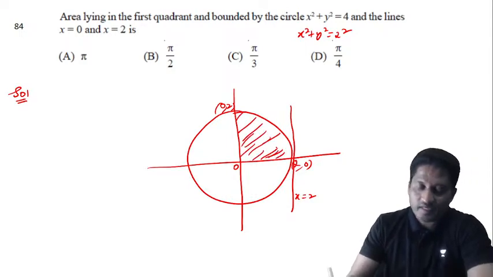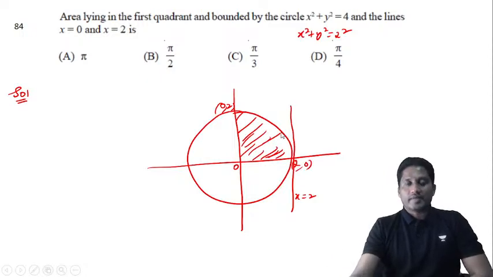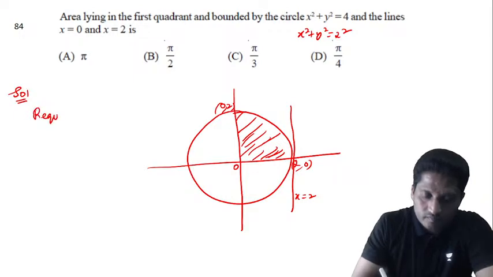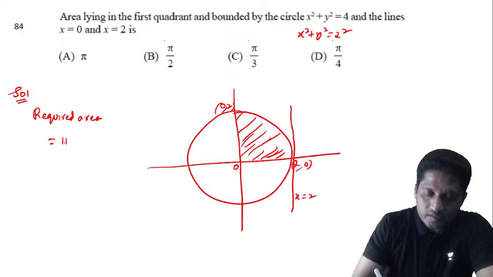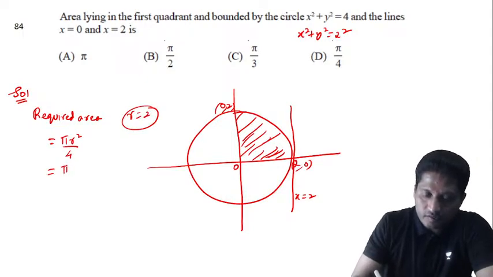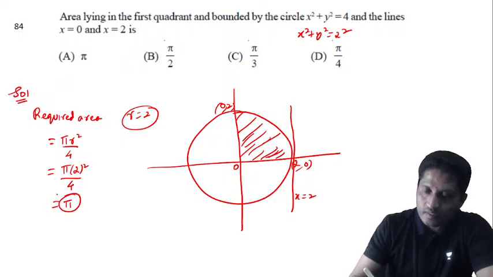So no need to integrate. Area of the circle is pi r square. Area of the circle in the first quadrant is pi r square by 4. Right, radius is 2, right? So pi into 2 square by 4, which is equal to pi. Right, answer is option A.